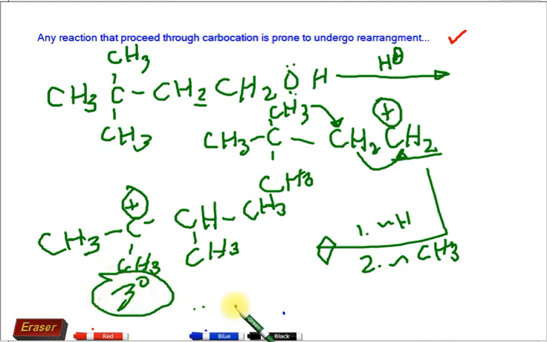This is the tertiary carbocation. Hydride shift: hydrogen shifted from here to here, positive. Then again CH3 shift, positive. So it can have two steps. Primary is less stable, secondary more stable, and tertiary again more stable than secondary. Now the last step is hydrogen removal. You can see this is the only hydrogen on the beta carbon, so this hydrogen will be removed.